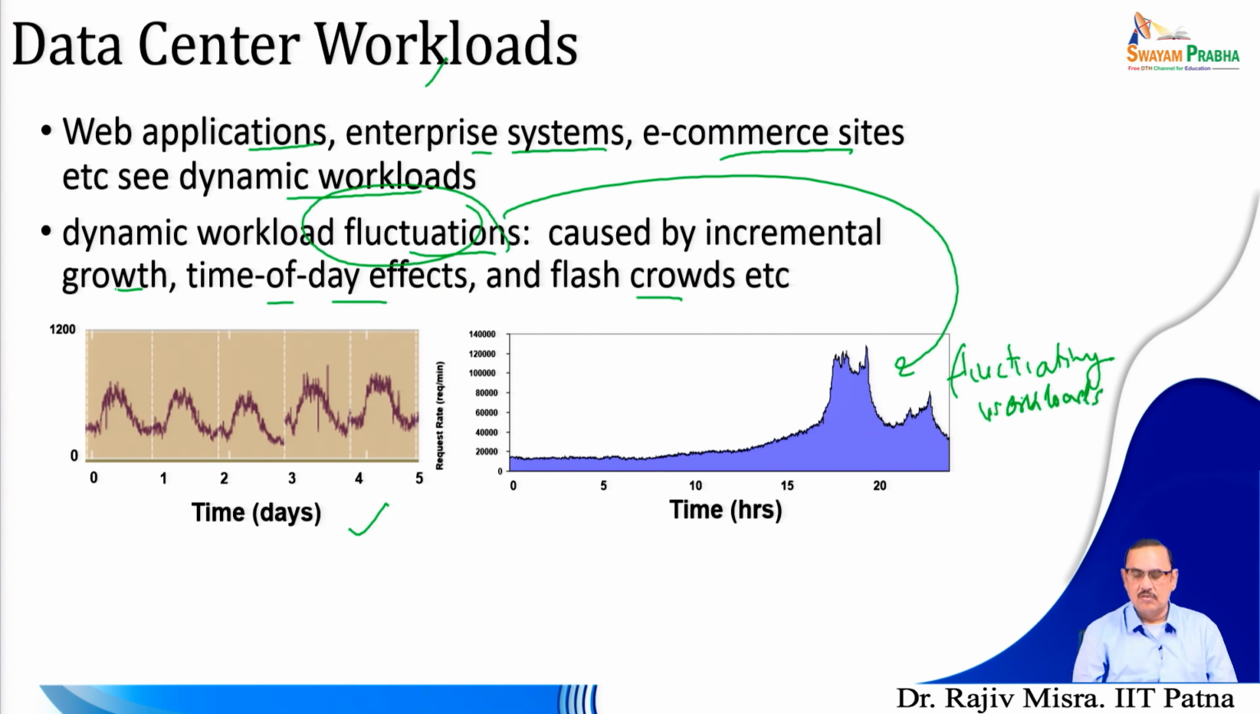Here this is a fluctuating workload scenario, and this is the effect which is called time of the day. In a particular day there are peak hours and normal hours or low hours, meaning low traffic and so on. So, this particular data center is designed to accommodate different types of applications and different types of workloads, which are dynamic workloads that fluctuate, caused by incremental growth, time of the day effects, flash crowds and so on. They are called data center workloads.